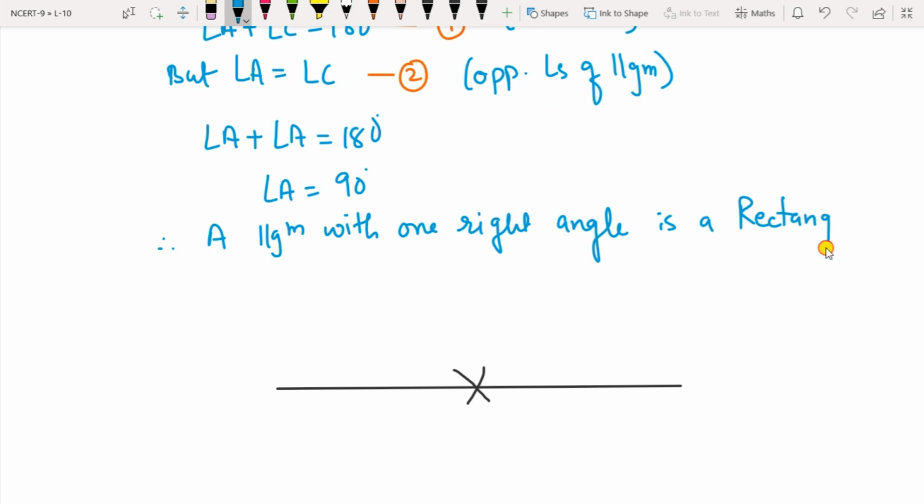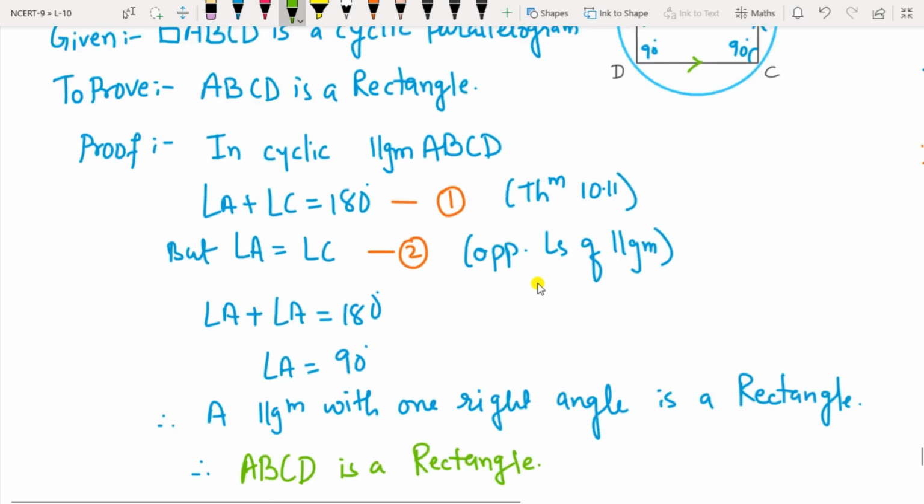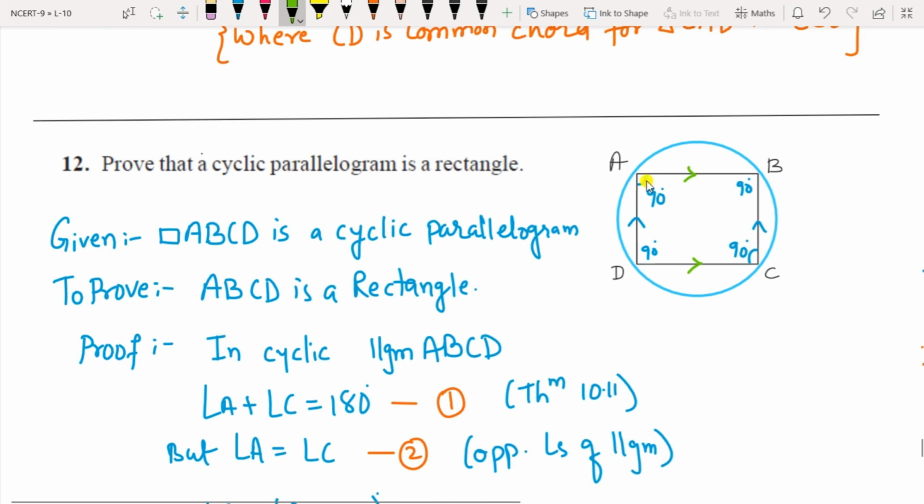This we have seen in chapter 8. And therefore ABCD is a rectangle. So a parallelogram whose at least one of the angles is 90 becomes a rectangle. And how all the angles become 90, that I have shown. So this is opposite to this, and this becomes the co-interior angle, and this angle is opposite to this. So all the angles become 90, therefore it is a rectangle.